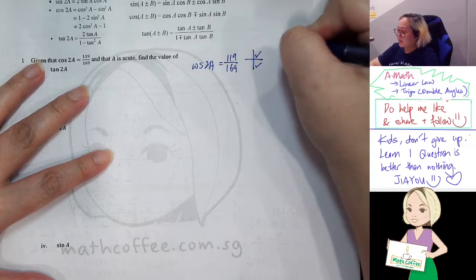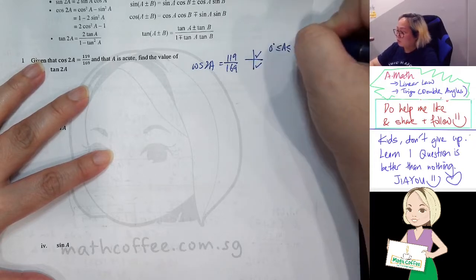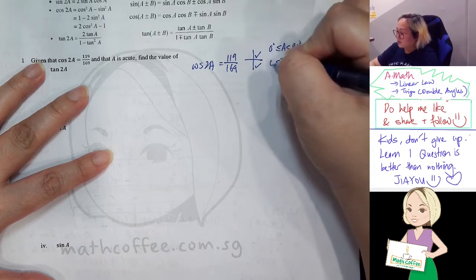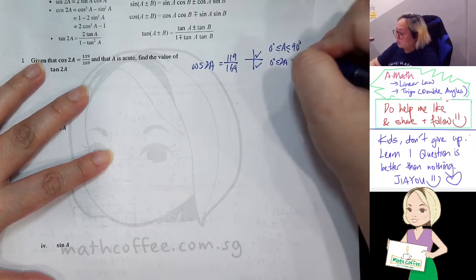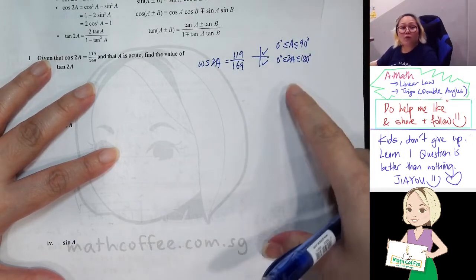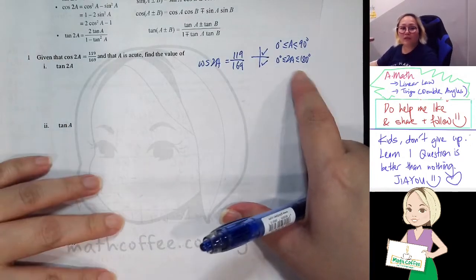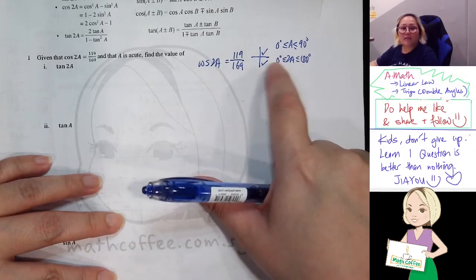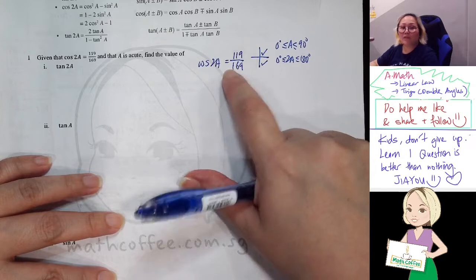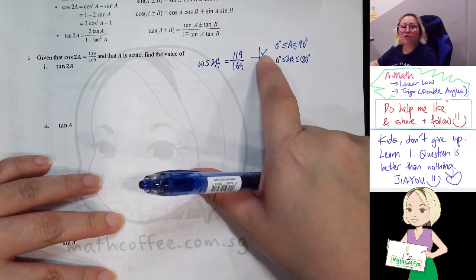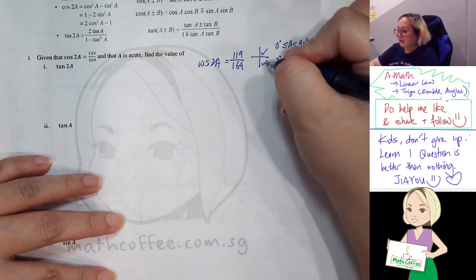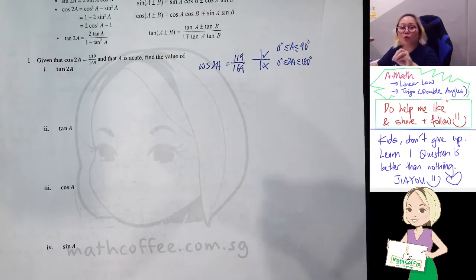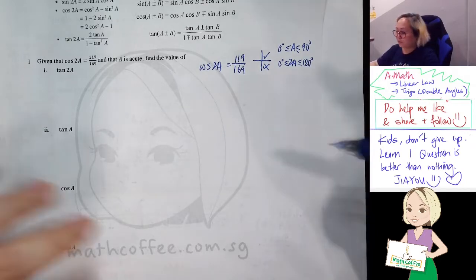So A is acute means A is between 0 and 90 degrees. This is 2A. So 2A means times 2. 0 times 2 is just 0. 90 times 2 will be 180 degrees. So it means that my 2A can be between the first and second quadrant. But we are talking about cosine positive and first and second quadrant. So that means cosine positive doesn't fall in the second quadrant. So we know that we are talking about the first quadrant. Then I'm going to cross out the fourth quadrant. So for this question, we are very clear that our 2A is in the first quadrant.